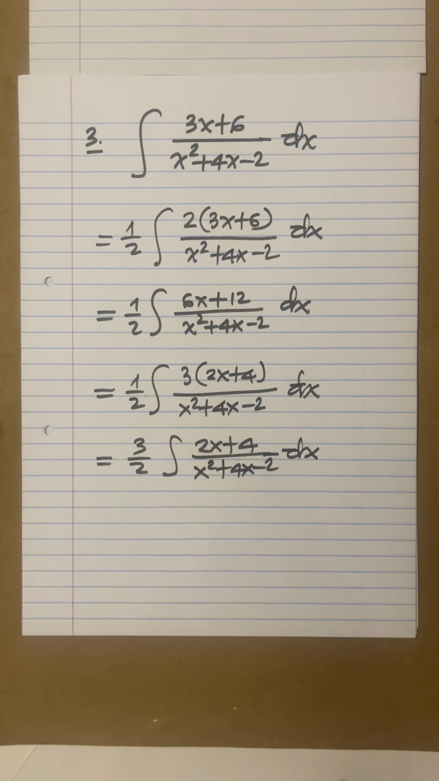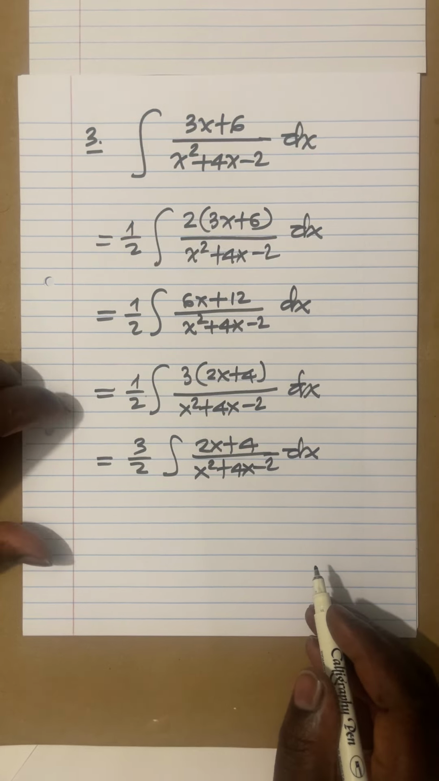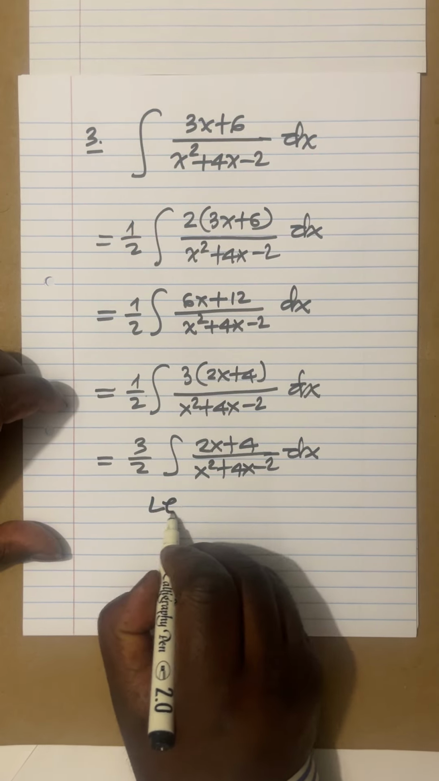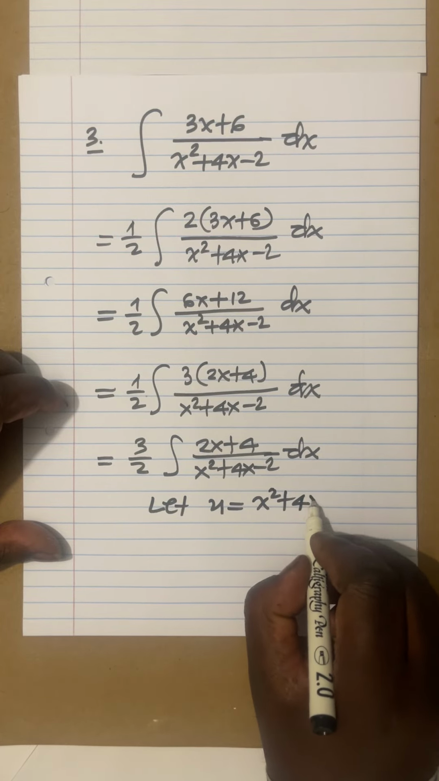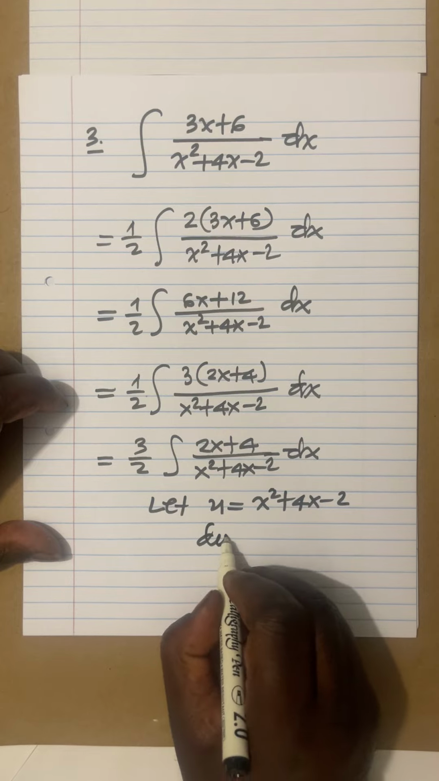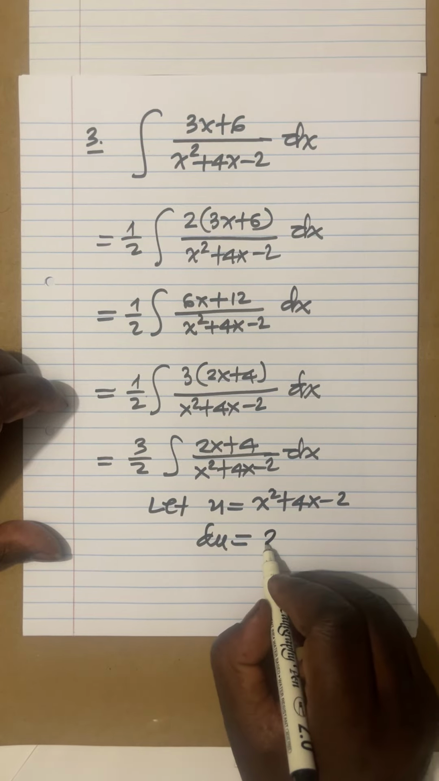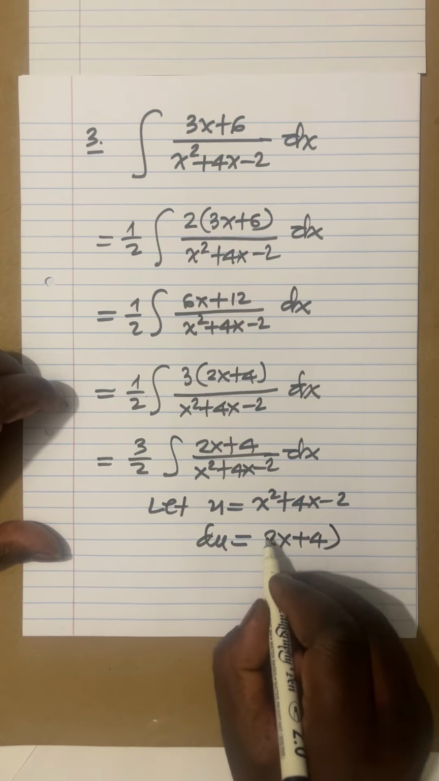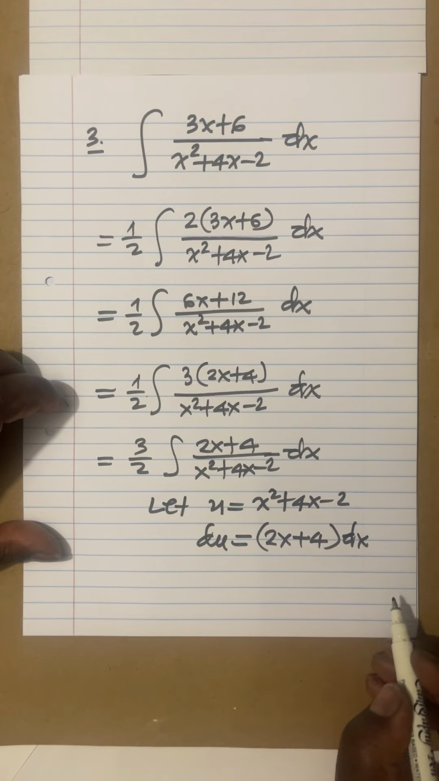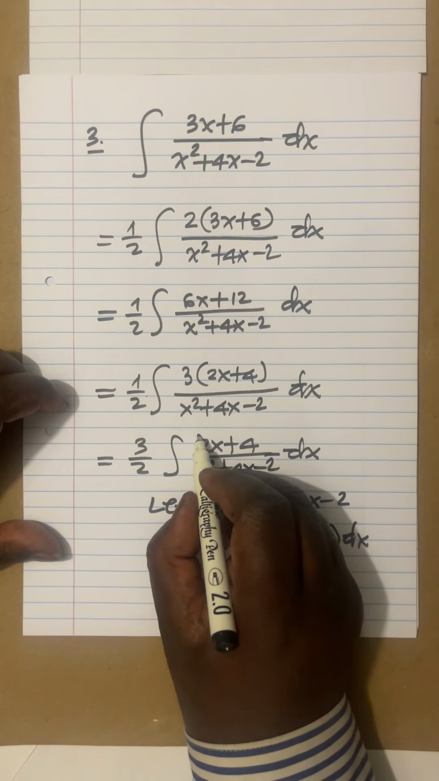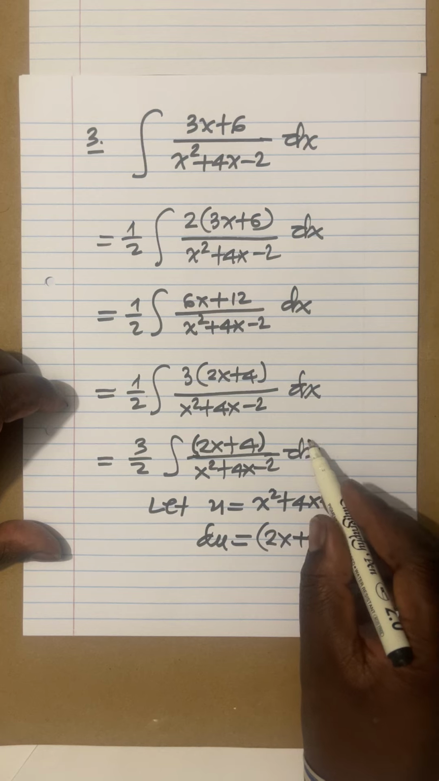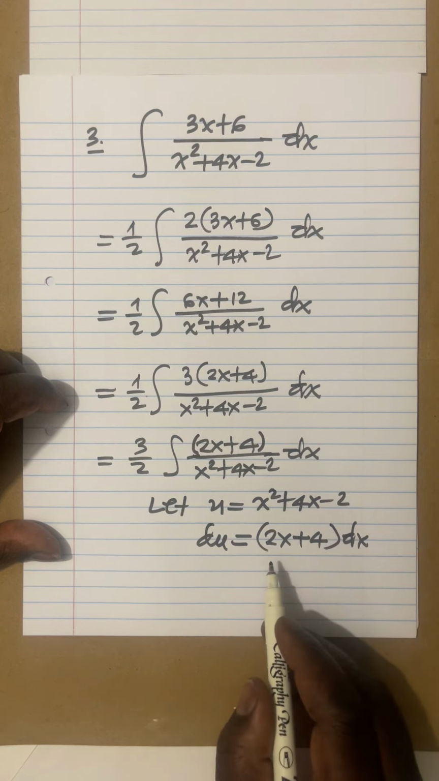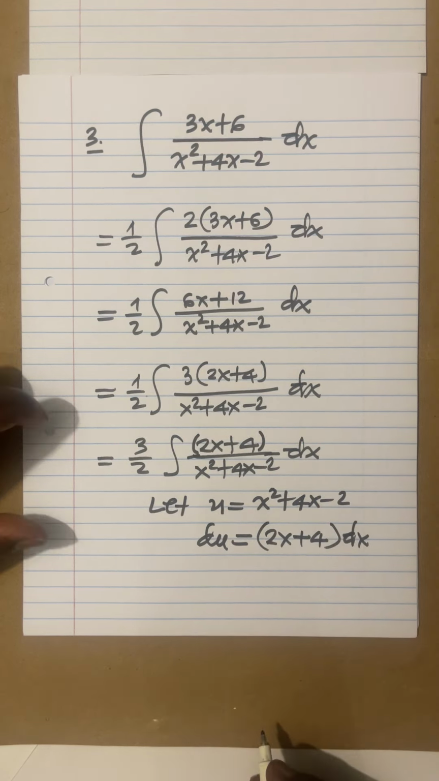Now I can let the denominator be equal to u. There is your u-substitution coming out now. So we're going to now say let u be equal to x squared plus 4x minus 2, and therefore du is going to be equal to, differentiate this, 2x plus 4, and then I can have dx outside like so. Now, if you notice, this expression here is basically (2x plus 4) dx, because dx is up, not in the denominator. So the whole of that can be replaced by du.